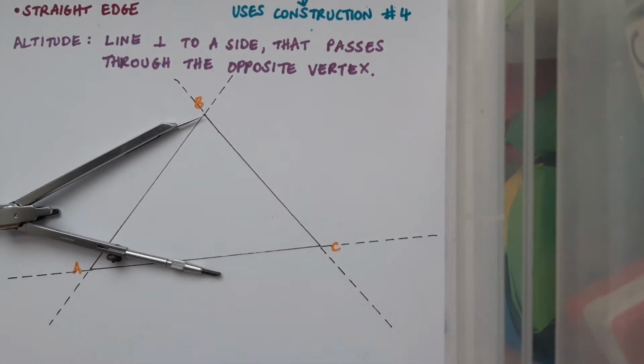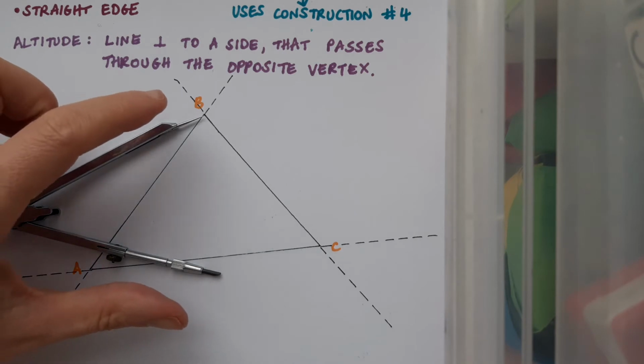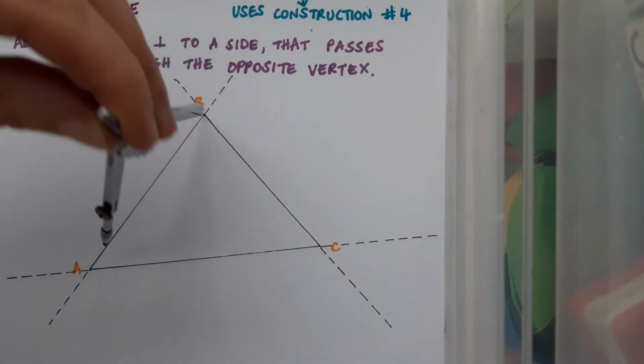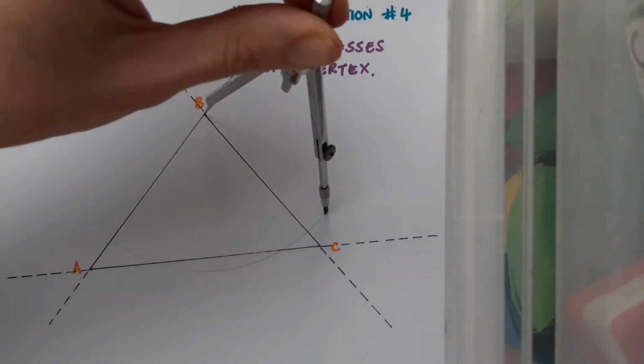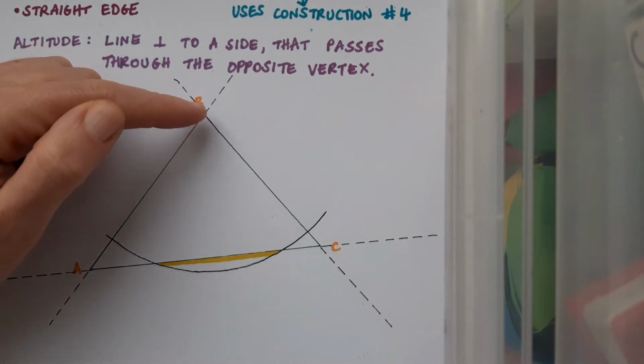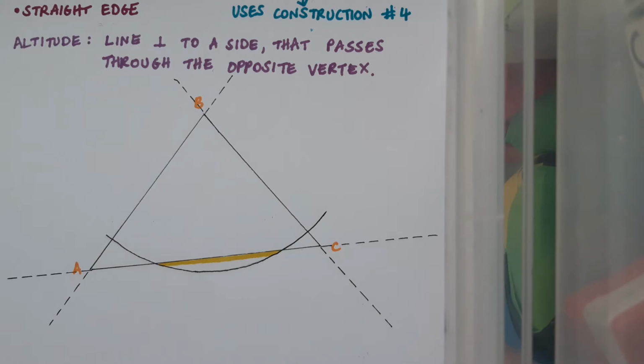So the point of my compass goes at B, and I make sure that the radius of the compass is slightly greater than the distance from B to AC. I put the point of my compass at B, and I draw an arc through AC. This allows me to focus on just this portion of AC that I've highlighted in yellow, and by drawing this arc from B, I've ensured that B is directly over the centre of this yellow portion.